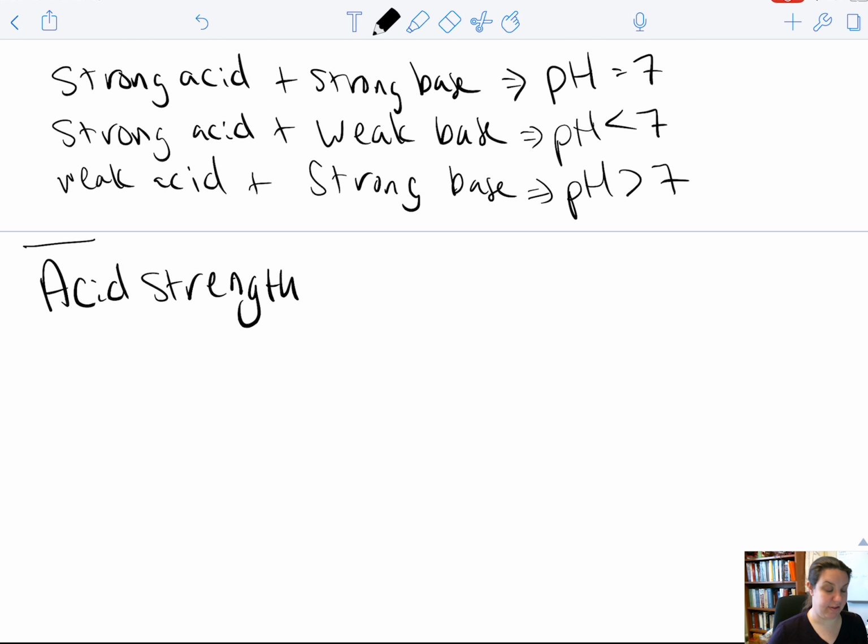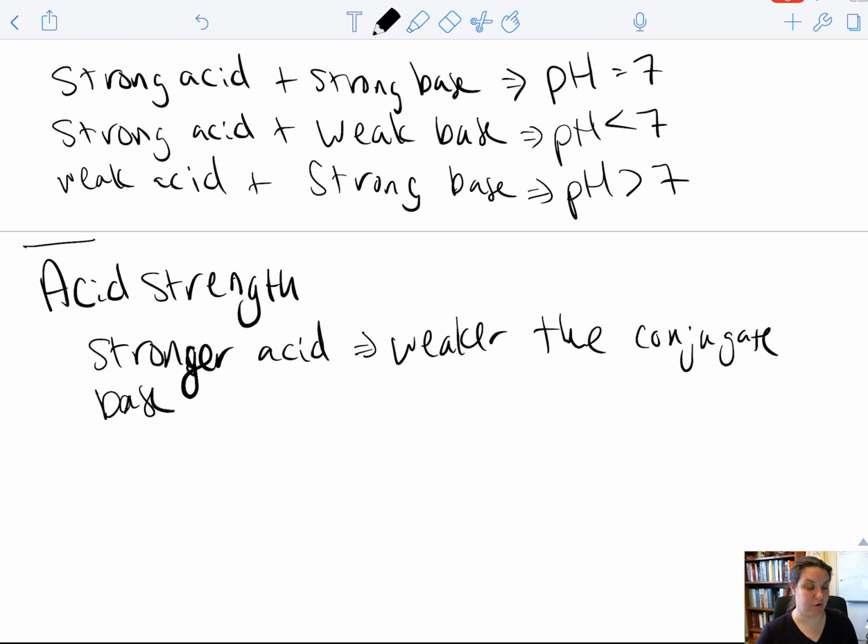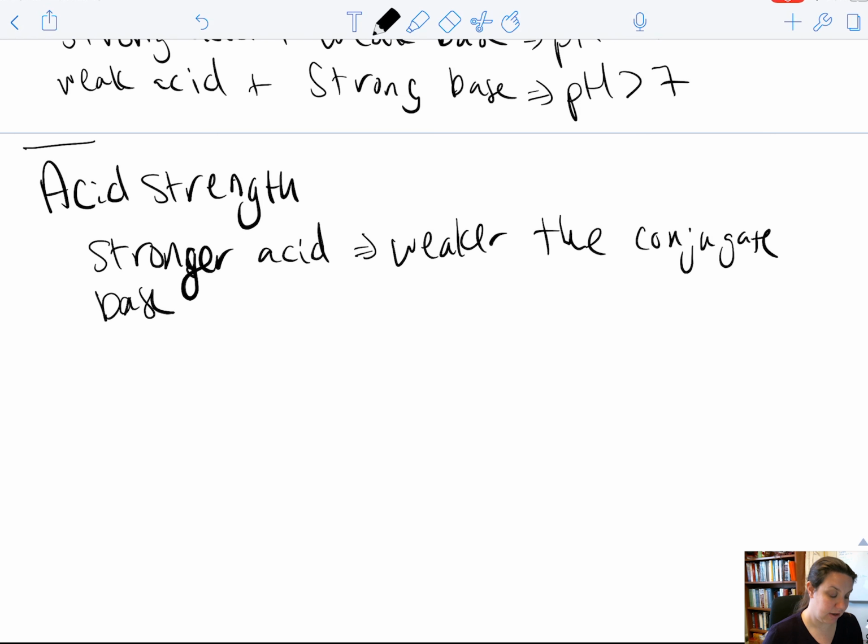We almost always look at acid strength, but keep in mind that the stronger the acid, the weaker the conjugate base. So we're going to look at acid strength, but you can look at the acid strength and give information about the conjugate base, or look at the base strength by looking at its conjugate acid to determine its strength. But we look at two different types of acids.